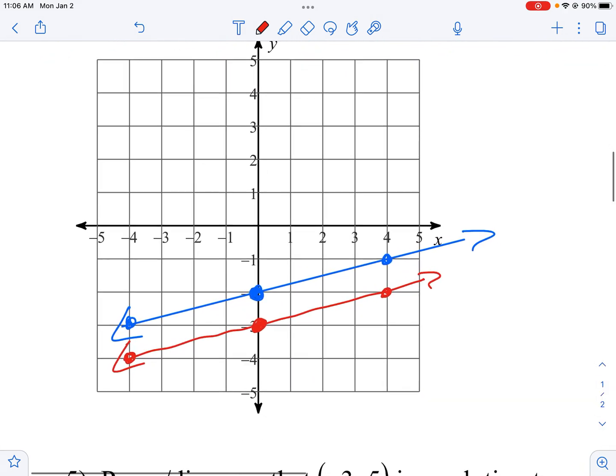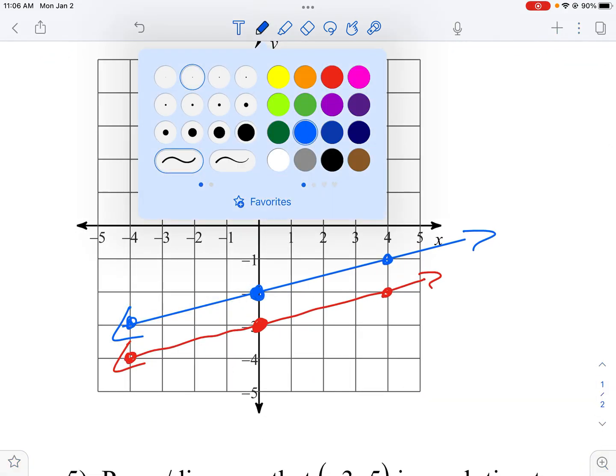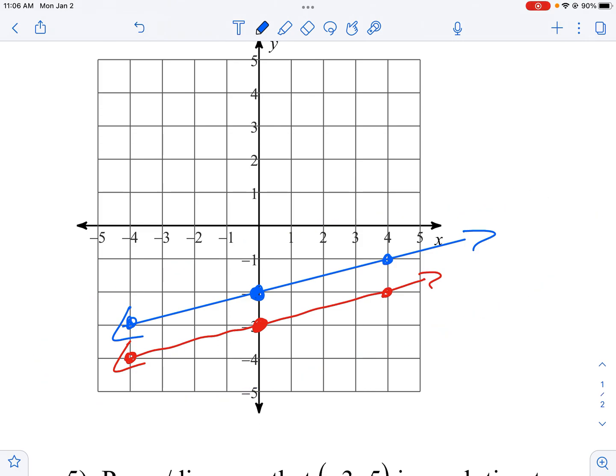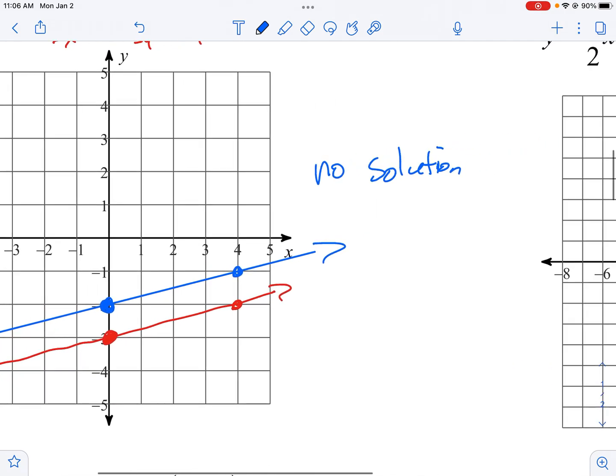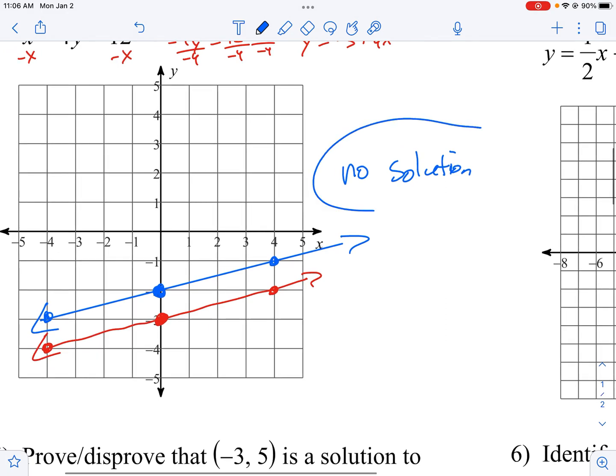We have to find out where they meet, but they're parallel. These lines don't meet anywhere. They're never going to meet. And so what we're going to write is no solution. There is no solution that meets both requirements. It's not on both lines since they don't cross. And so there's no solution.